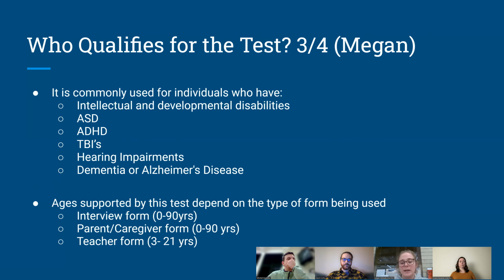The ages supported by this test typically depend on the type of form that's being used. If you're using the interview form, the age range is essentially birth until 90 years. If you're using the parent or caregiver form, also the same age range. And then the teacher form, anywhere from 3 to 21 years.